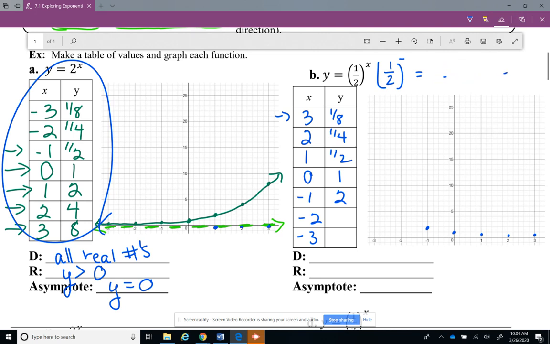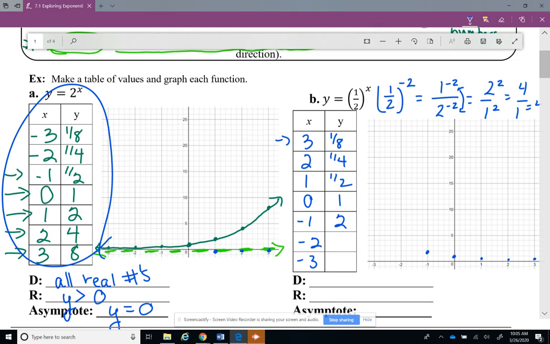All right, let's do the same thing to negative 2. Easier if I erase it and kind of start over. So 1/2 to the negative 2 is really 1 to the negative 2 over 2 to the negative 2. Both of them are to the negative 2 power. So we're going to switch them. And it's going to be 2 to the 2, which is 4, over 1 to the 2, which is 1. So that's going to be 4.